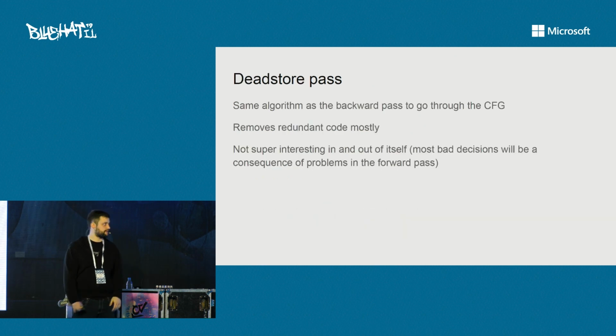And now a quick slide about the Deadstore pass, which is the last pass run by the global optimizer. Once again, not really interesting for us. It's the same algorithm as the first backward pass, and it's mostly there to remove what's redundant, such as type checks, which might be redundant because the thing is checked higher up in the CFG. And it's not super interesting if you're looking for bugs, because most of the bad decisions taken in the Deadstore pass will be a consequence of bad things happening in the forward pass.